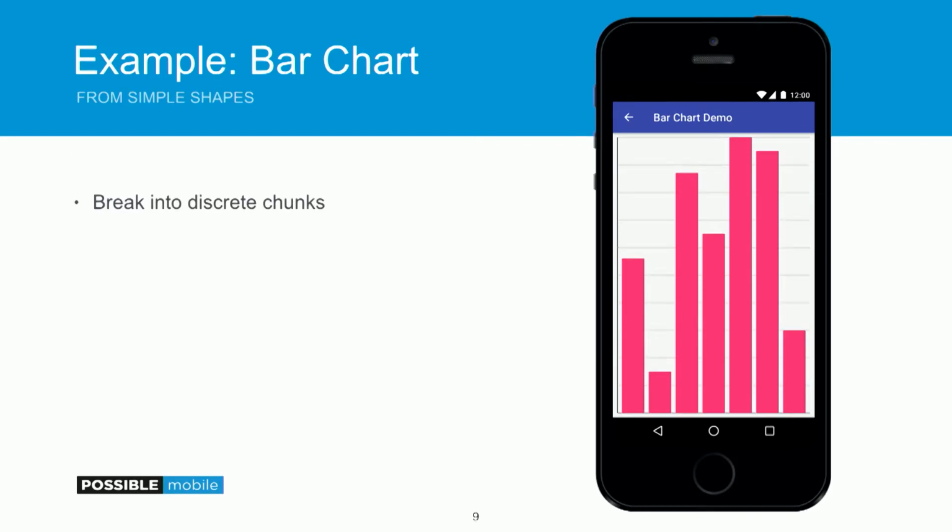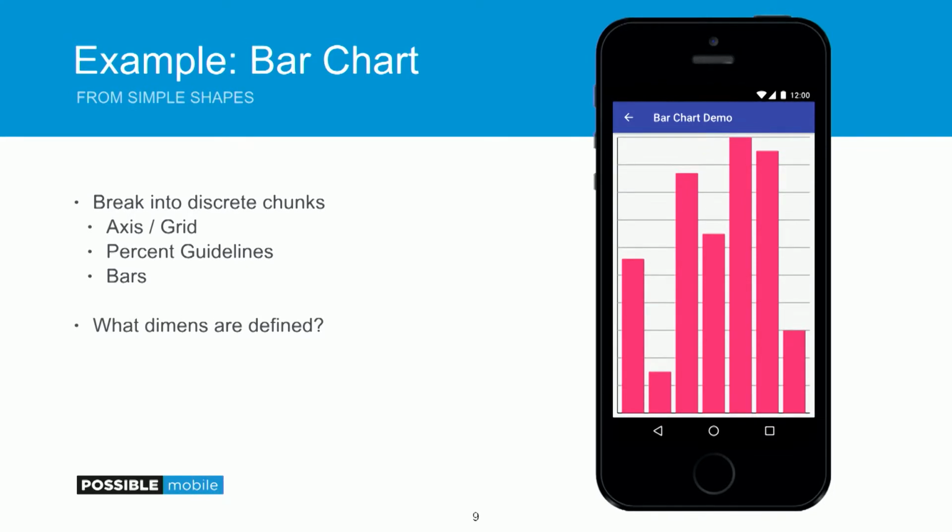When you're tasked with drawing a custom view, the first thing you want to do is break it into discrete chunks. So we're looking at this. You may have a more detailed comp from one of your designers or something like that. But you want to look and distinguish each individual thing that you're going to need to draw. Here we have 3 chunks. First, we're going to want to draw the dark black line on the bottom and the left for our axes. Next, we have 10 guidelines going up, so 10%, 20%, etc. And then we have our bars, the actual data that we're trying to represent. The next question you want to ask is, what dimensions are actually defined here?